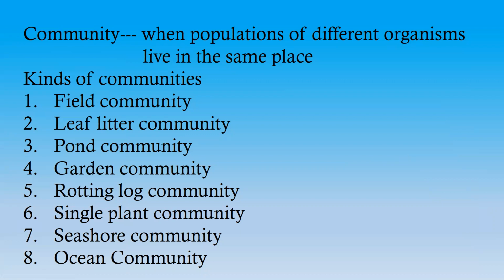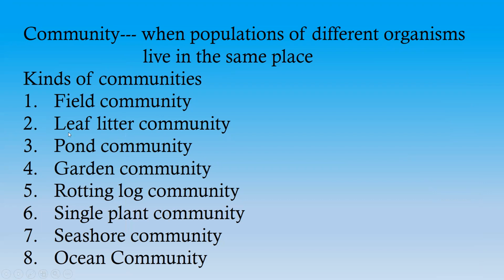You can find love grass, lalang, mimosa, ants, what else? Grasshopper, yeah. Minus, you know what's minus? They're birds, butterflies, snails, and other organisms that you can see in the field community. Number two, we have leaf litter community.